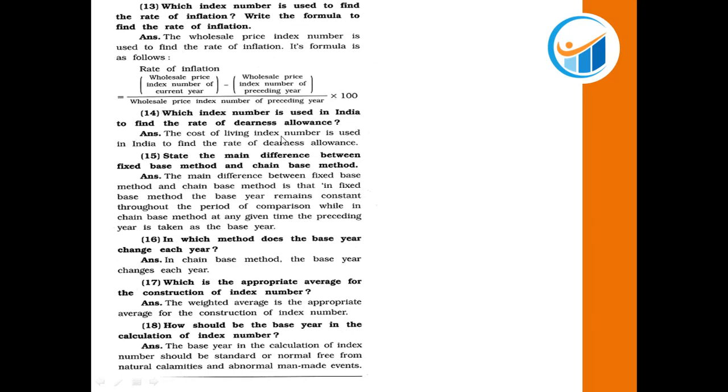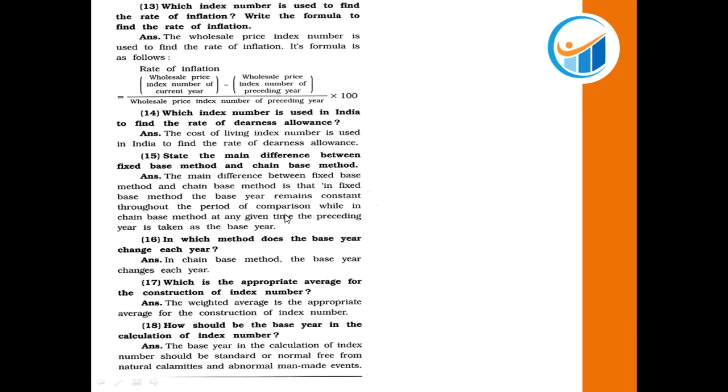The cost of living index number is used in India to find the rate of dearness allowance. State the main point of difference between fixed base method and chain base method. The main difference is that in fixed base method the base year remains constant throughout the period of comparison, while in the chain base method at any given time the preceding year is taken as the base year.